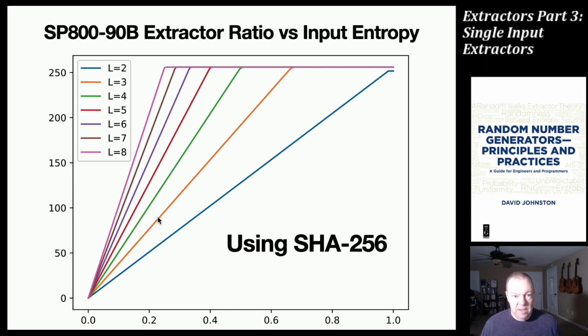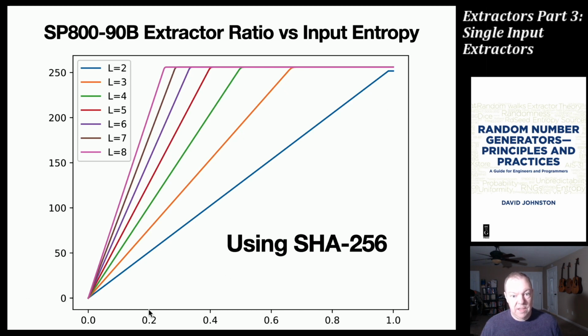So here L actually comes from the word length, but it's the number of blocks of data we're putting into the extractor. And here we're using SHA-256, which is one of the hash functions which is permitted in that spec. And so you can think of this as the extractor ratio. We're putting 2 blocks of data in for 1 block of data out, and that gives us the blue line.